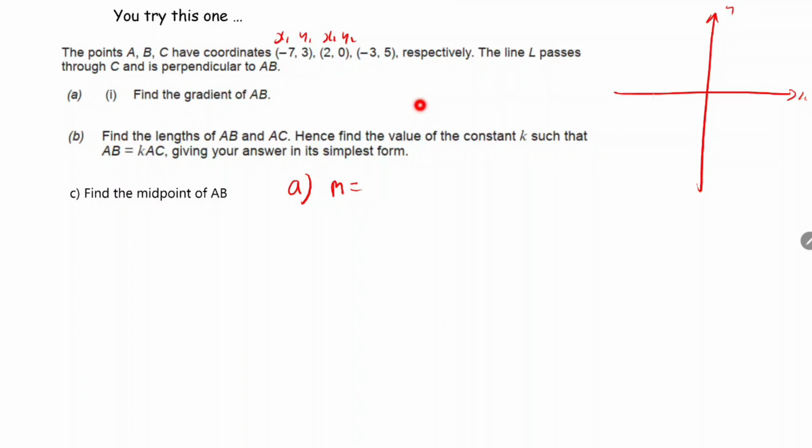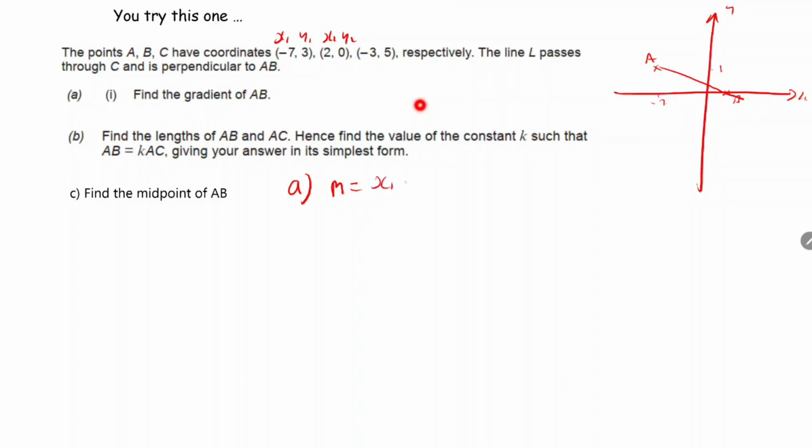So A is at minus 7, 3. So minus 7 and 3 up. And B is at 2 across, 0 down. So it's here. So we should have a negative gradient for this one. So our answer should give us a negative value.